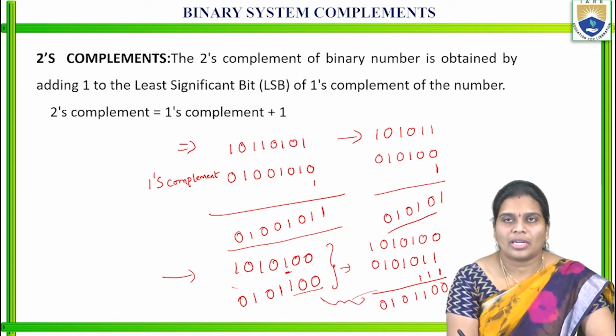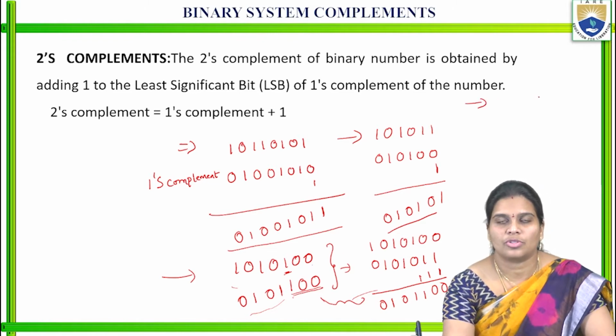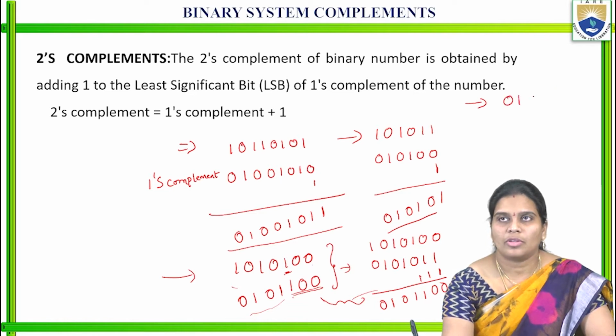Okay, so whatever the value in the first digit of that one, we are writing the same value. So the remaining values we are applying the zeros, ones to zeros and zeros to ones. That means we are applying the ones complement of that one. So 0 1 0 1 0 1.